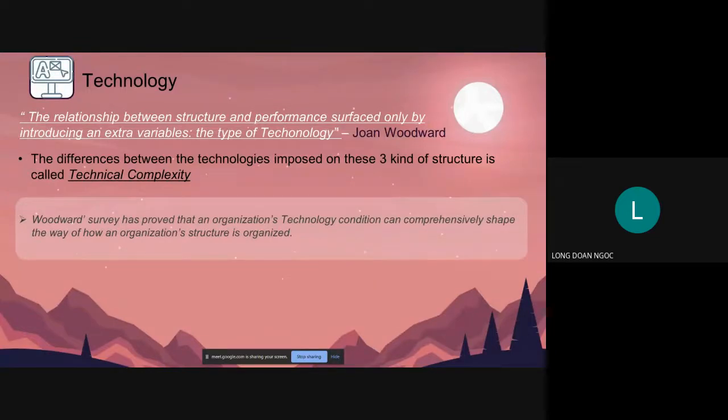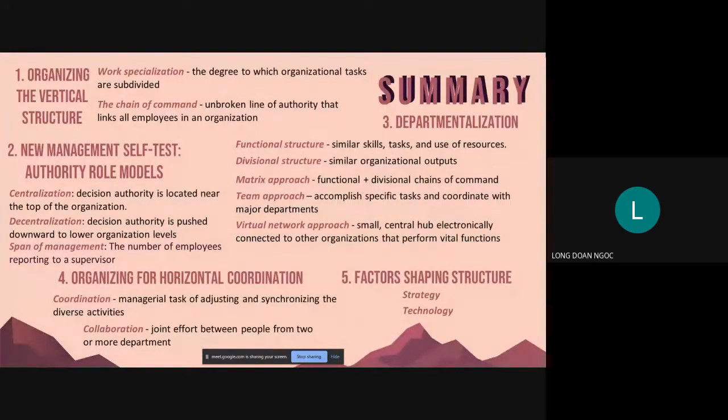Whew, that's quite too much for a chapter, right? This next is a brief conclusion of what we've learned in chapter 10. You may take a screenshot of this slide, which I suppose will help you a lot in the following game. So I will give you 10 seconds if you want to take a screenshot of this slide, okay?